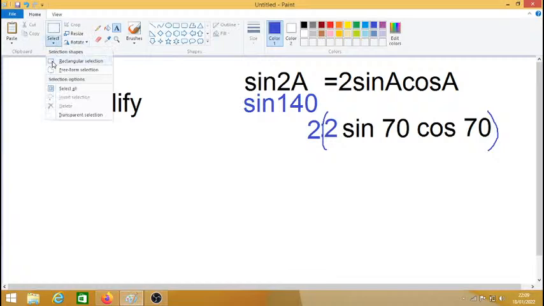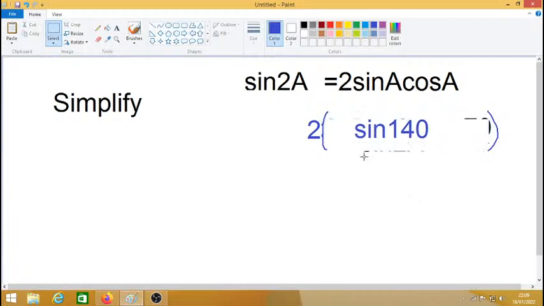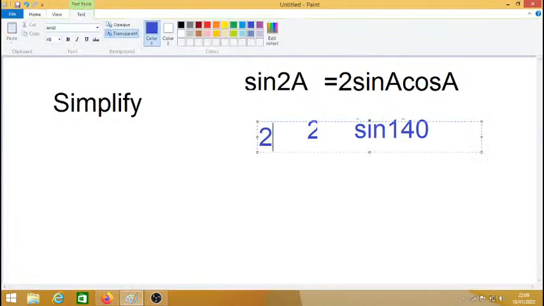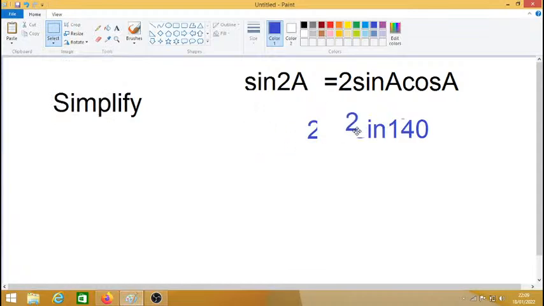All I need to replace is the 2 sine a cos a, which is all of this. So all of this can be replaced by sine of 140. Get rid of the brackets and just bring the 2 closer. Let me just rewrite the 2. And there's your final answer.